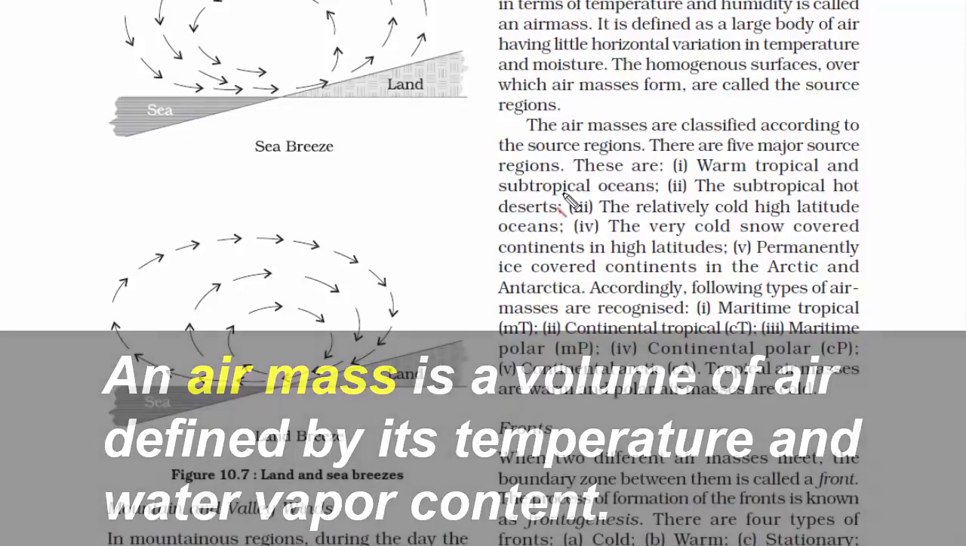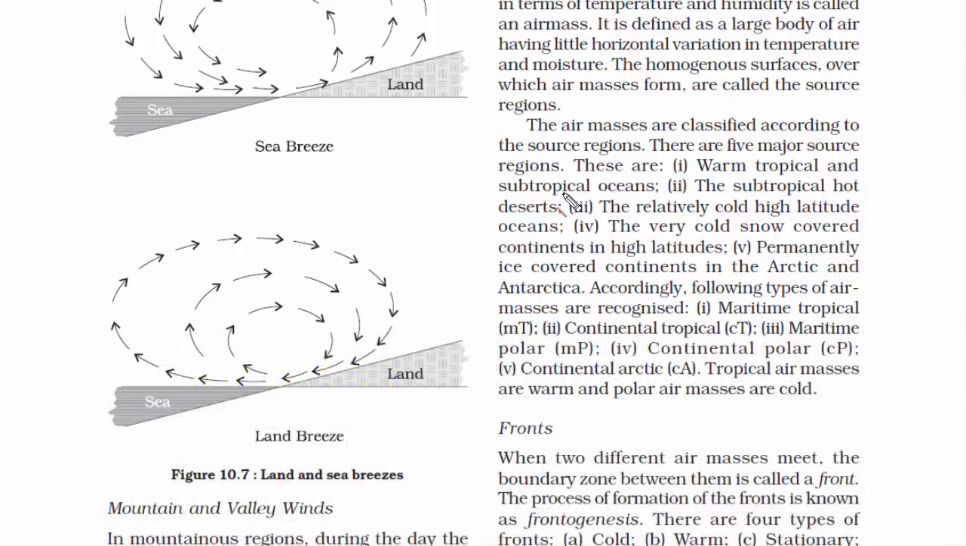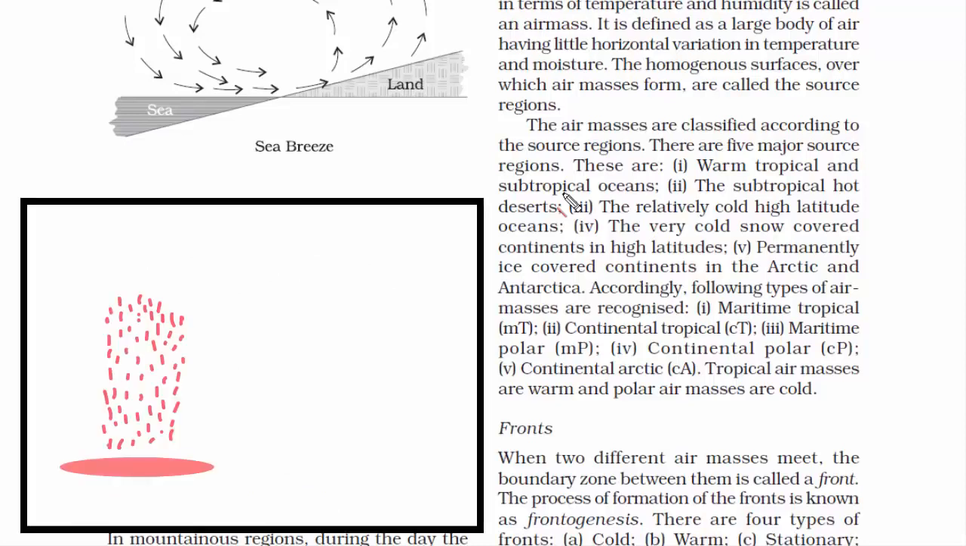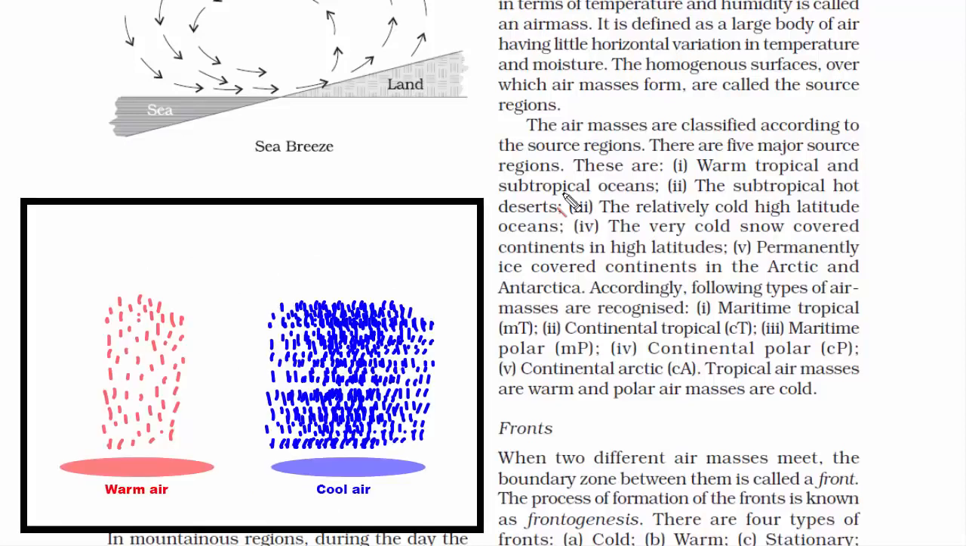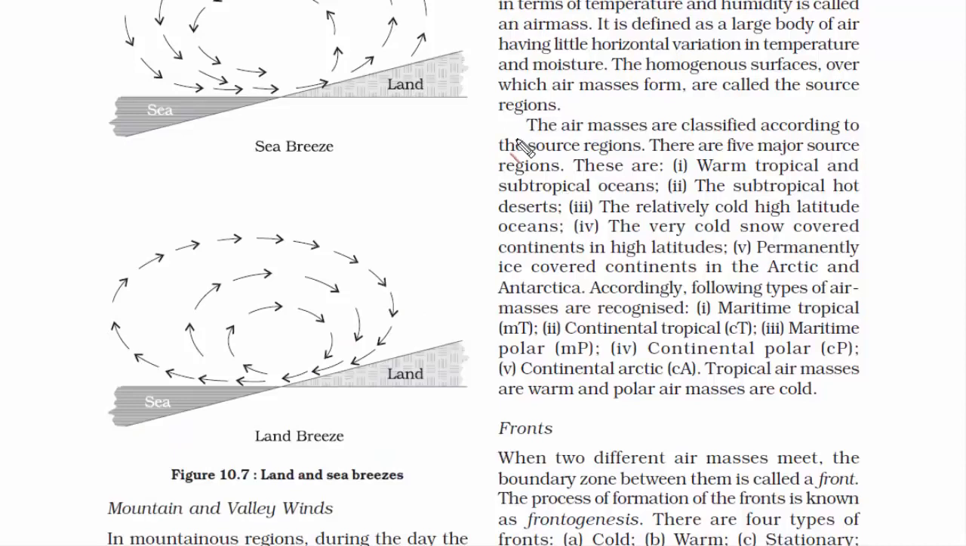Now, as I said, wherever the air flows, it acquires the characteristics of that area. If the region is warm, then the air will become warm. Similarly, if the region is cold, then the air will be dry and cold. Now, based on this fact, there are 5 major source regions for the formation of air masses. I'll show you all these regions on a world map.